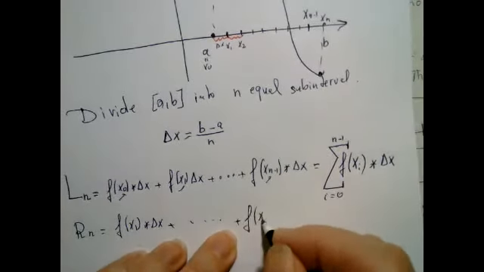And this delta x here is the b minus a over n. That's really what my delta x is. My delta x here is the b minus a over n.